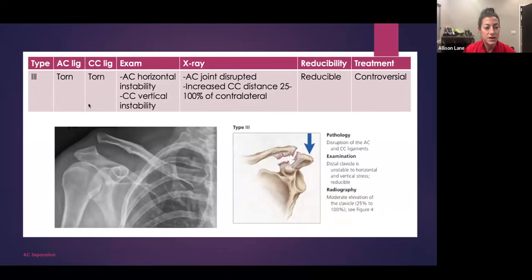Then we get to type 3. Now both your AC and CC ligaments are torn, so you're going to have instability in both the horizontal and vertical planes. On x-ray, you'll see that AC joint disruption and an increase in the CC distance, which is going to be 25 to 100% of the contralateral side. This is still reducible, so the treatment can be a little controversial, and I'll talk more about that. But most regular people are going to be treated conservatively because it is reducible.